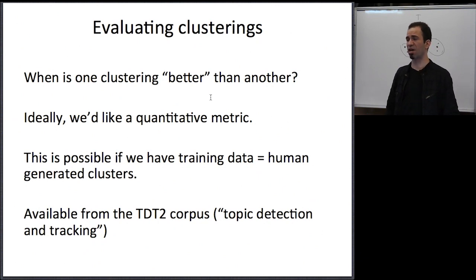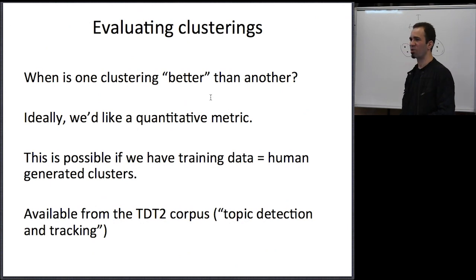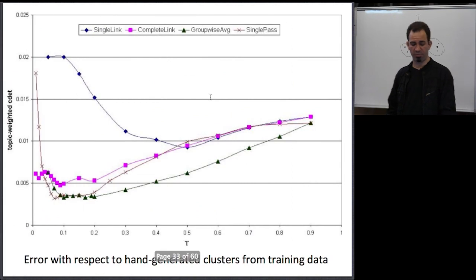We have training data sets of news stories that are grouped by events. Or you can pay your interns to do it, or not pay your interns to do it. Yeah, more likely. The point is that we have training data sets. So it's actually possible to compare what the computer has done to what a human has done. So you do this.